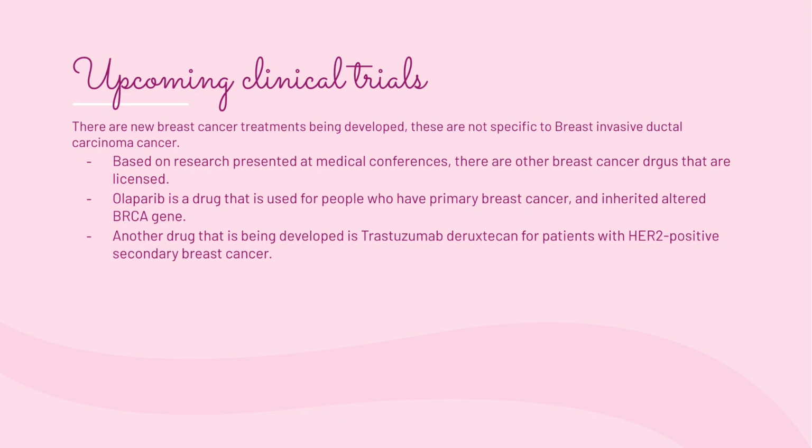New clinical trials are being developed, one of which is olaparib, which is a drug used for people who have primary breast cancer and inherited the altered BRCA gene. Another drug that is being developed is trastuzumab deruxtecan for patients with HER2 positive secondary breast cancer.